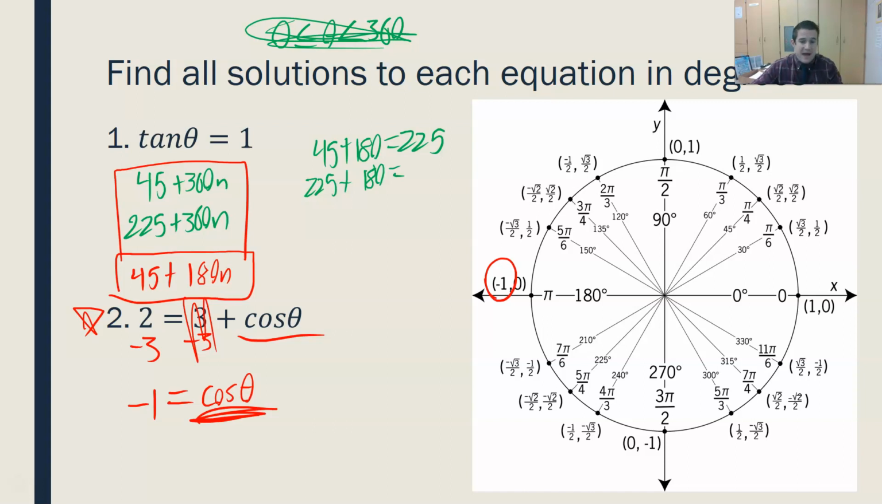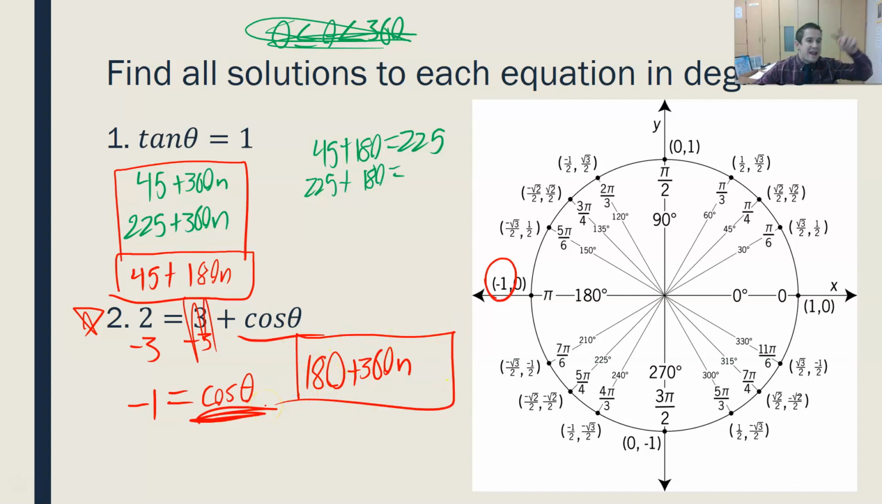So, in the past, my answer would just be 180 degrees. But since I'm not giving you a boundary of only between 0 and 360 degrees, my answer is going to be 180 plus 360n. So I can go around this circle n number of times, as many times as I need to. So my answer would be 180 plus 360n.